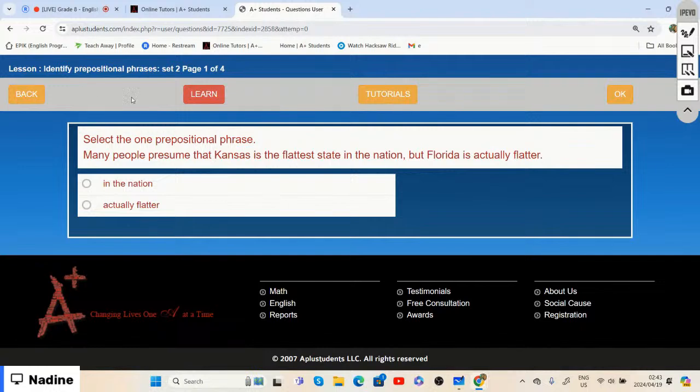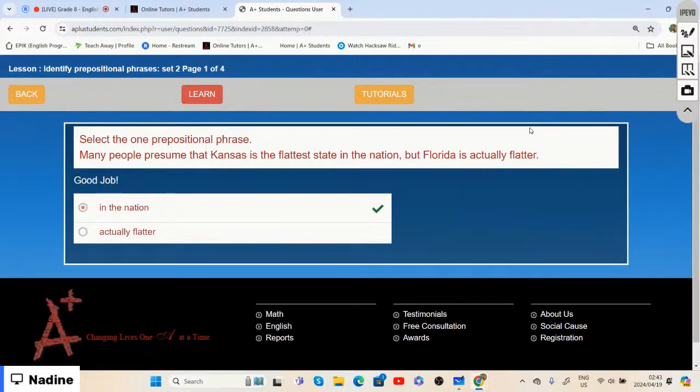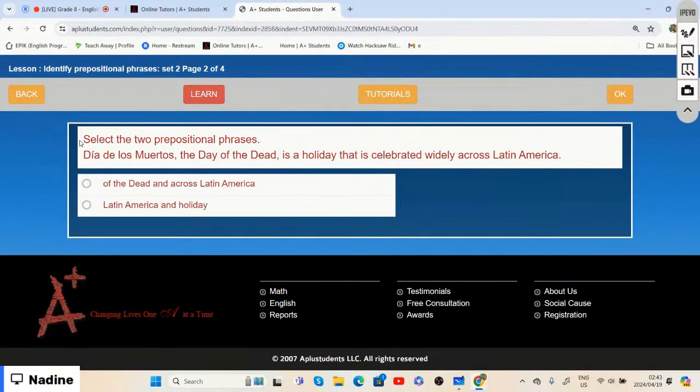So if we select the prepositional phrase, then we will say it is in the nation. Right? So in the nation is our prepositional phrase. We need to select two prepositional phrases.